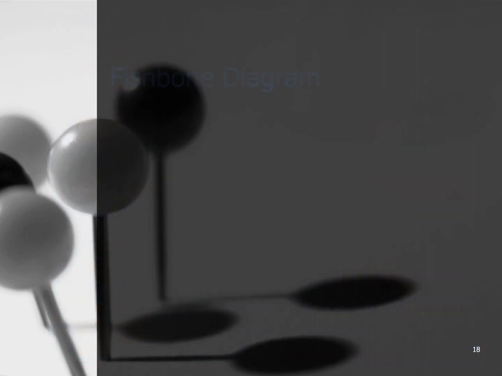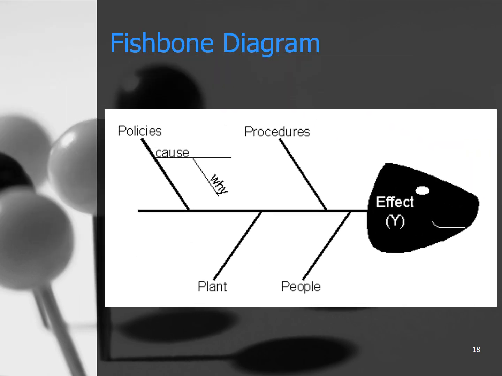I would like to add the fishbone diagram that you may use in your group project afterwards. It is also known as the herringbone diagram or the Ishikawa diagram. It is actually a visual way to look at cause and effect. If you look at the fish skeleton over here, we have the effect at the head of the fish, and we have the causes at the spine of the fish. Here we have the causes of policies, procedures, plan, and people.